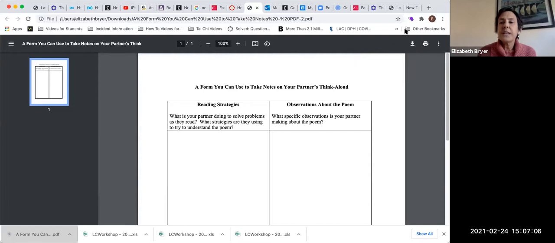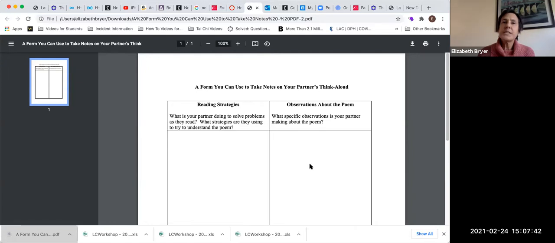And when we do a think aloud, we take notes on two things. The first thing you're going to do is take notes on the strategies you notice your partner is doing as they read to try to figure out what's going on in the poem, to try to solve problems in their reading. What strategies are they using to try to understand the poem? And you're going to scribble those down here in this left-hand column. On the right-hand column, you're going to write down what specific observations your partner is making about the poem.